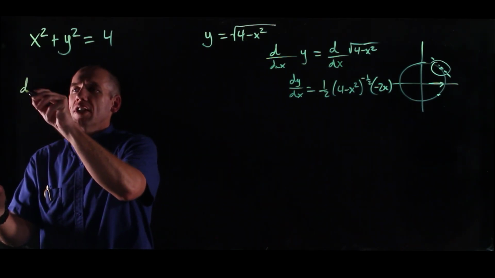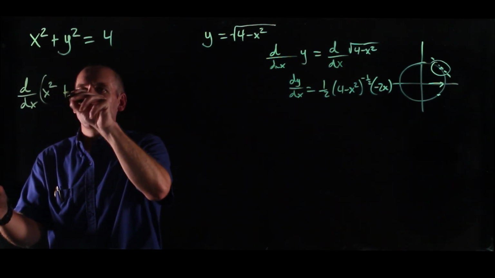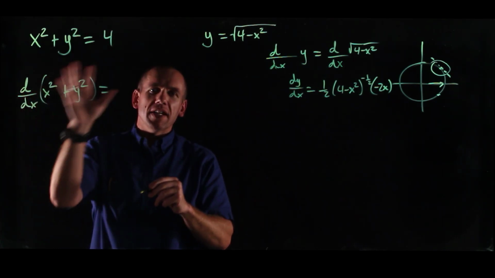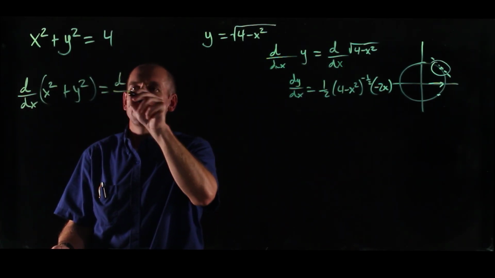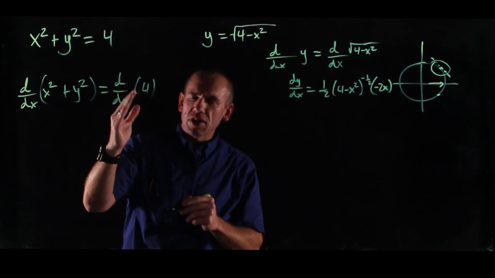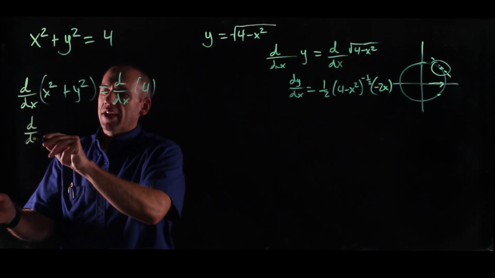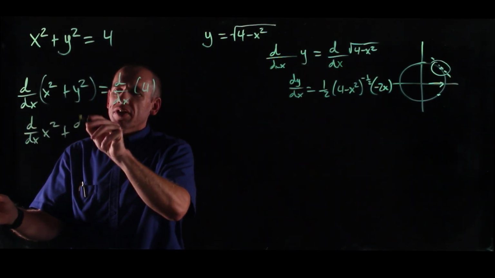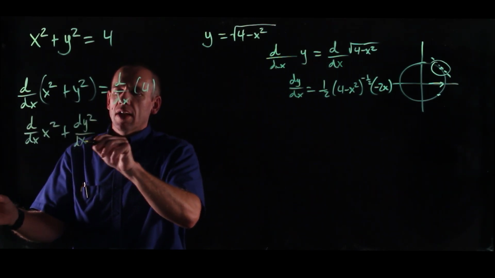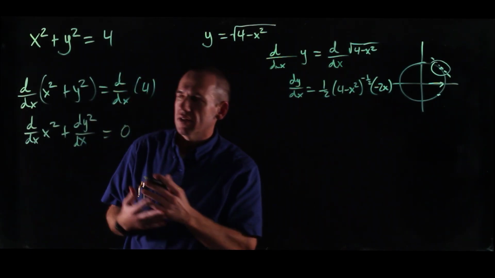So what I mean is we're going to take the derivative with respect to x of x squared plus y squared equals 4. If we take the derivative of the left side, we've got to take the derivative of the right side. Now that derivative just comes through. The derivative of the sum is the sum of the derivatives. So we have the derivative with respect to x of x squared plus the derivative of y squared with respect to x, and then this equals the derivative of 4. Well, this is 0, right? Derivative of a constant is 0.